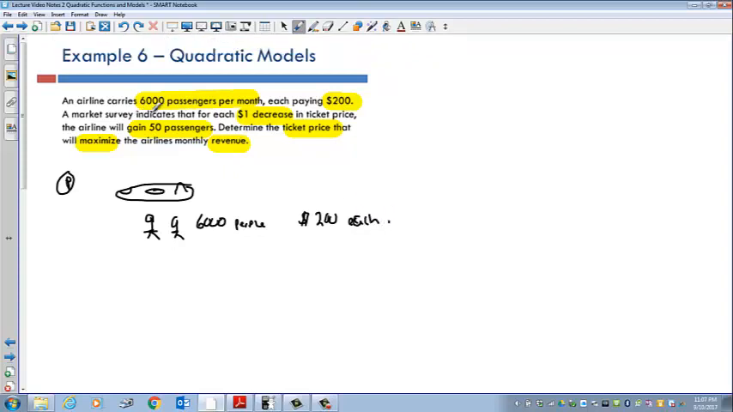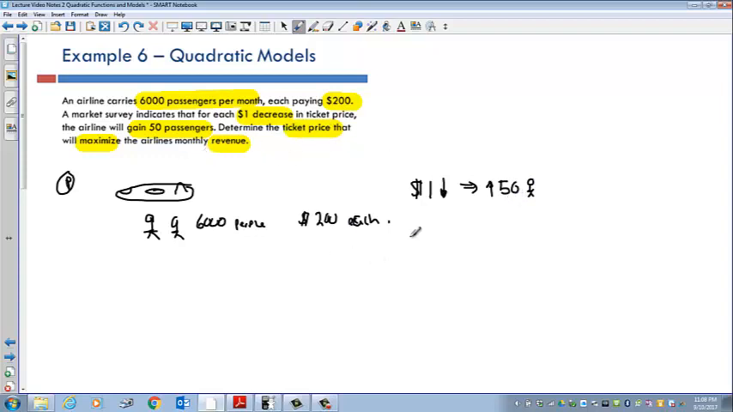And then it says, the survey says for a $1 decrease in tickets, so if you go down $1, something happens basically, right? So we take $1 and we go down. What does this imply? This implies that we'll gain 50 people, so we'll go up by 50 happy people. And we want to determine the ticket price that maximizes the airline's monthly revenue.